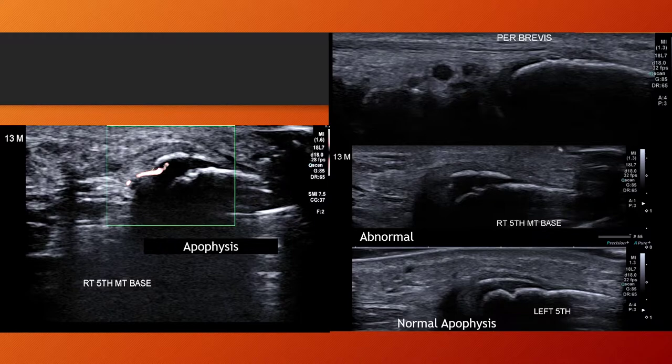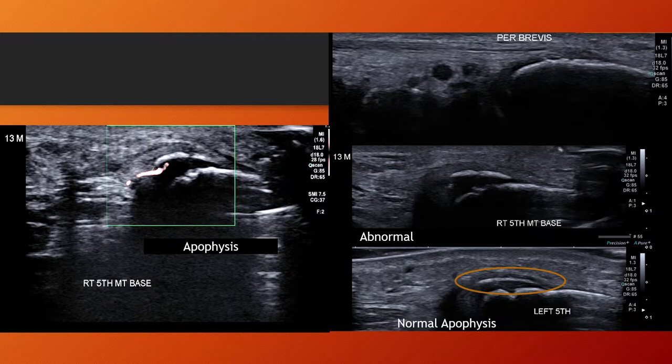As it turns out, this is a completely normal secondary ossification centre called an apophysis, and it goes on to form the tuberosity of the fifth metatarsal. So essentially it's a growth plate. It appears somewhere between age 8 to 14, but usually around age 10 for females, age 12 for males, and within 1 to 4 years after its appearance, it'll fuse and form the tuberosity of the fifth metatarsal.